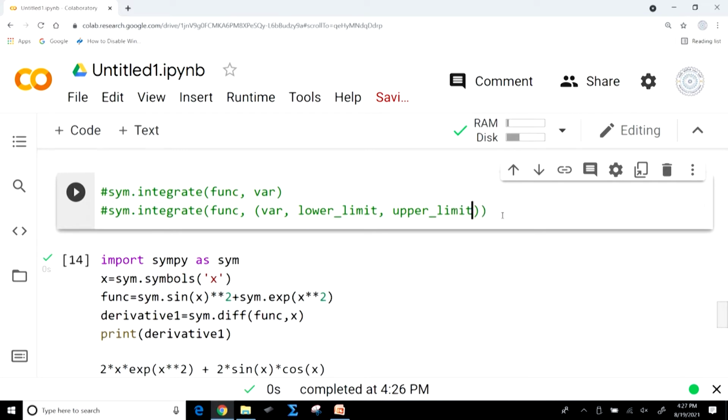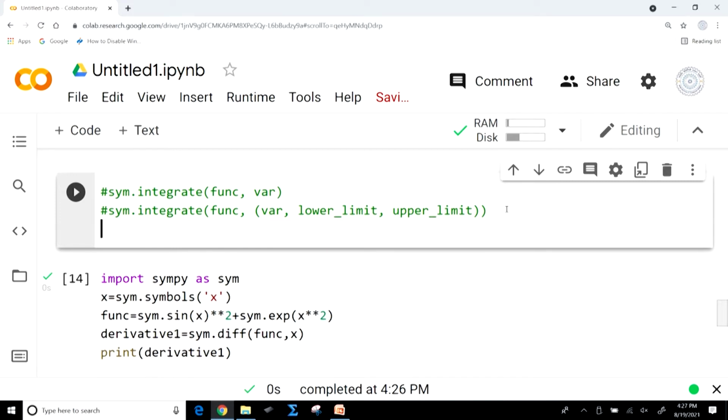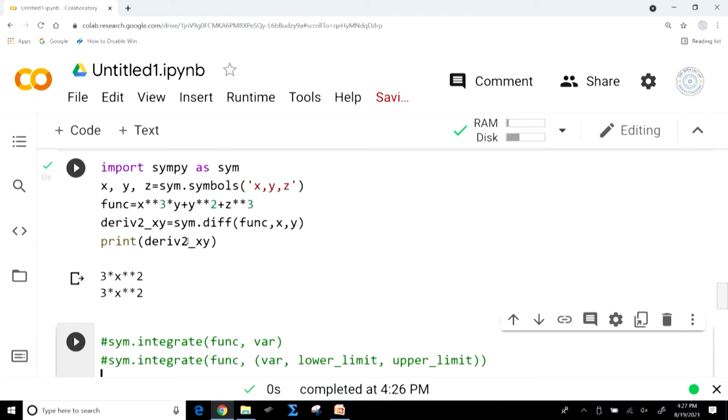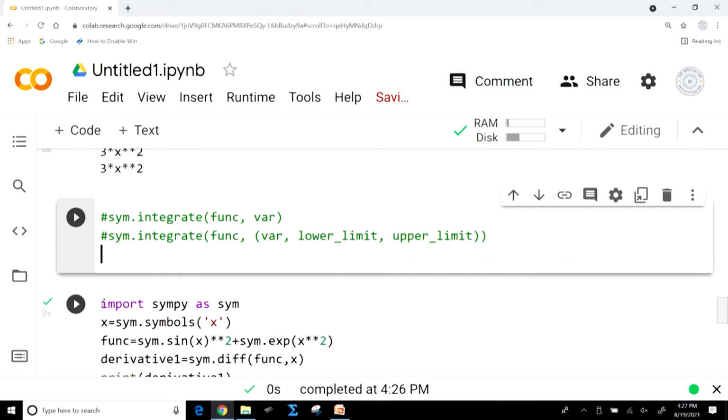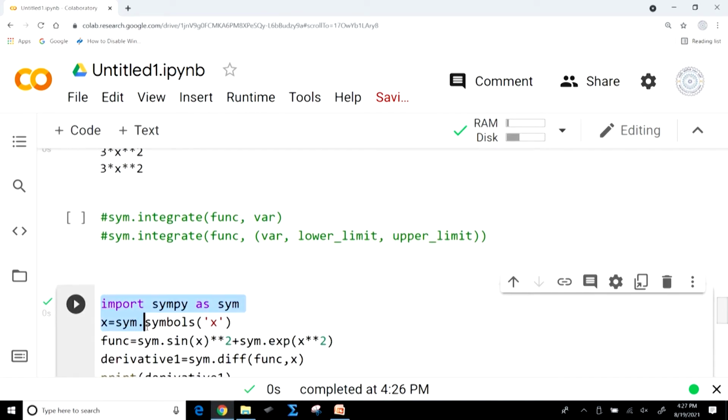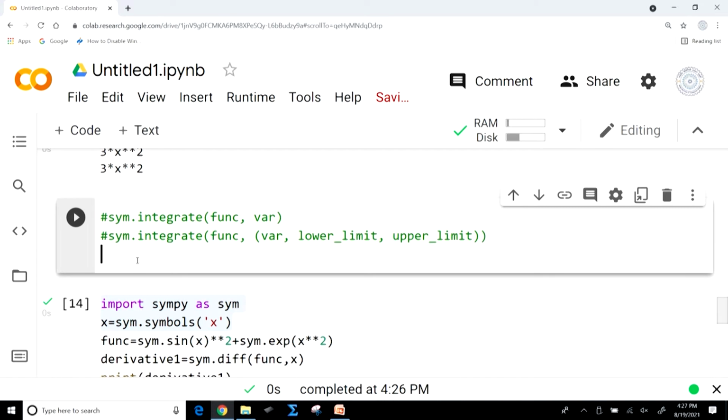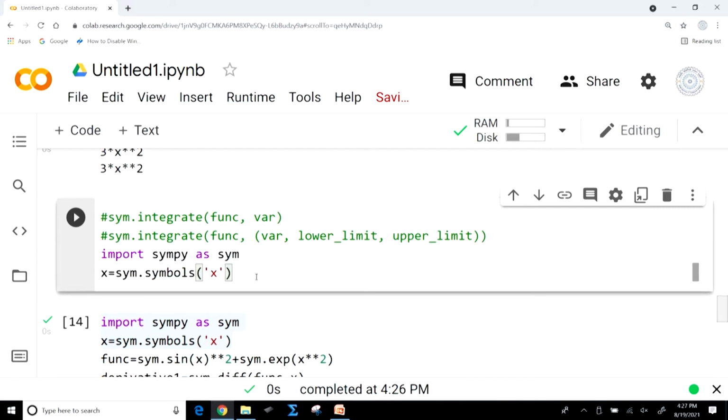So, this is how you can easily compute. This is for indefinite integral and this is for definite integral. Let us take one or two examples based on this, and then we will move further. First of all, I am taking some of the things from the previous one. I have to define the symbol, of course, declaration of variable is important. So, I am writing that thing here. So, I have defined that.